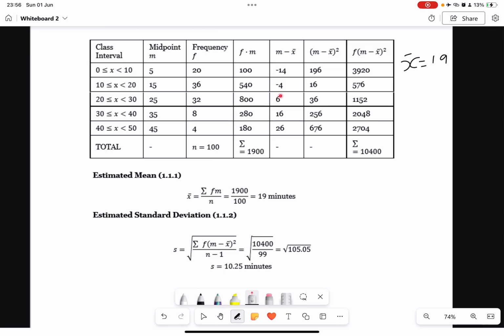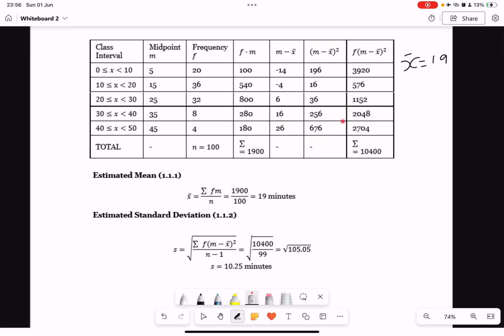But we need the deviations squared. We need everything to be positive, right? So this squared will give you that. That squared will give you that. That to the power 2 will give you that. That to the power 2 will give you that. That to the power 2 will give you that.